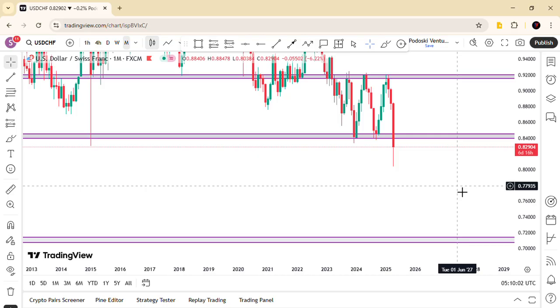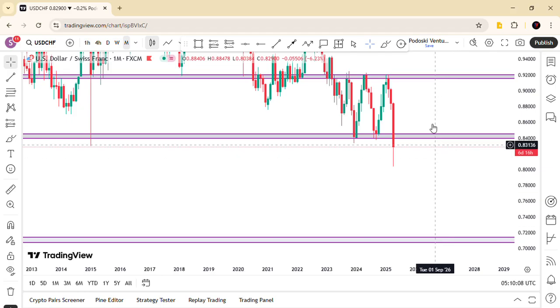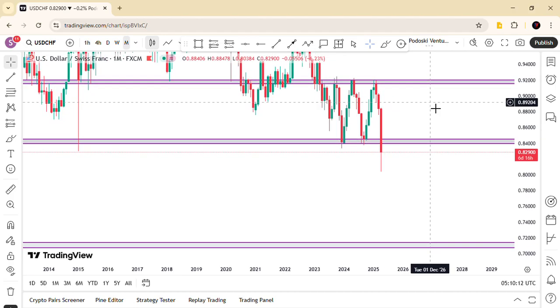Alright, good morning everyone. Today is Thursday, which marks the fourth trading day of the week. In today's pre-market analysis, let's have a couple of pairs to analyze and then we go.